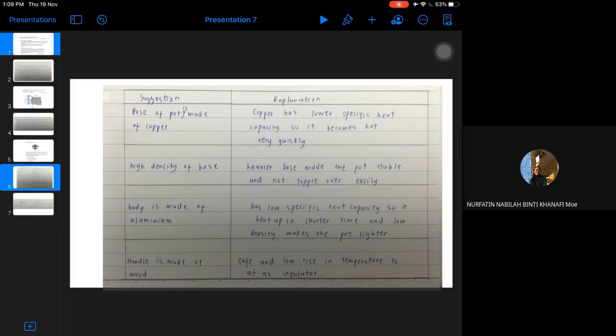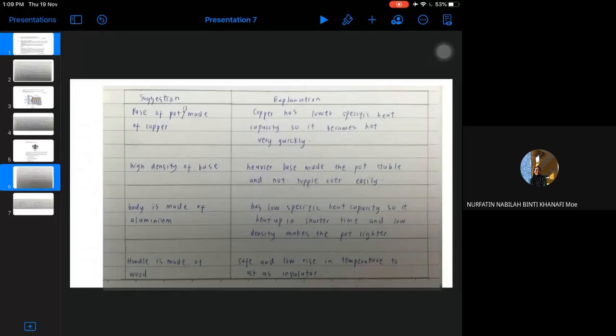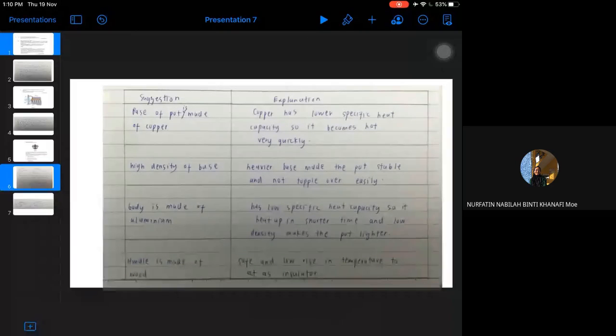Penutup. Apa dulu? Penutup yang transparent. Pakai penutup transparent, apa kaitan dengan cook faster? Transparent tak ada kaitan dengan cook faster kot. Betul? Yes.